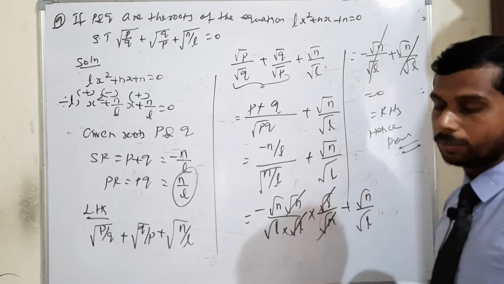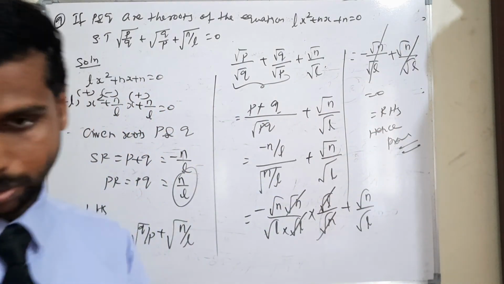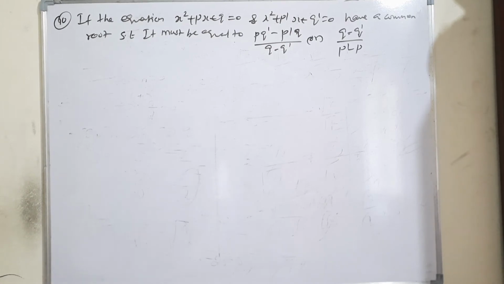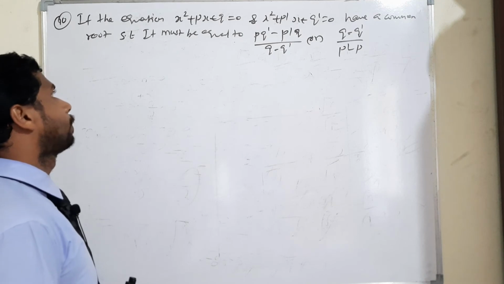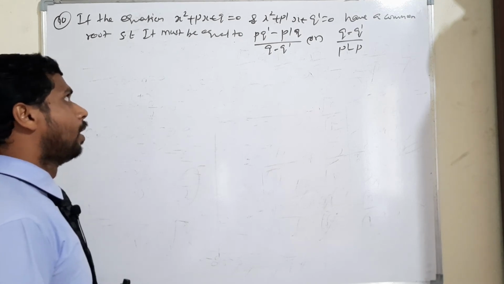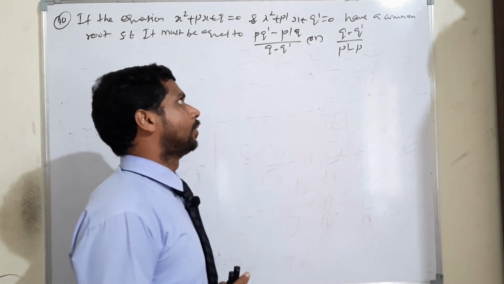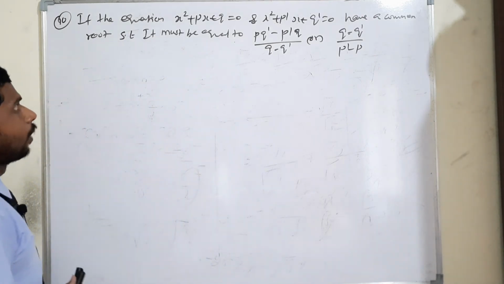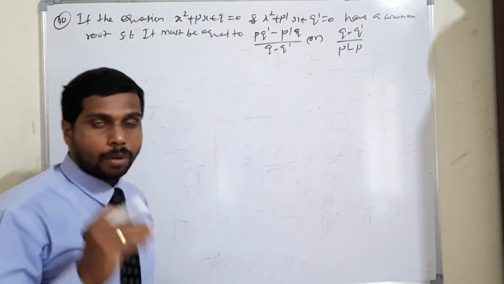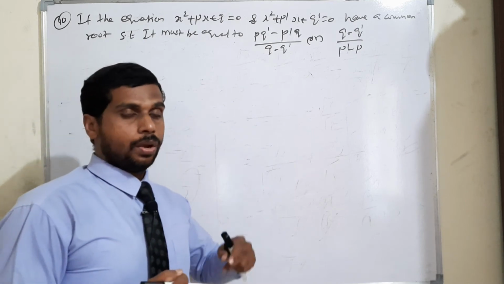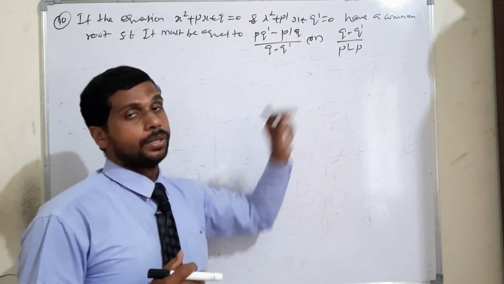Okay, one of the important 3 mark questions. Okay, I will continue with the next exercise question. So, one of the important 5 mark questions. Okay, question number 10. If the equations x square plus px plus q is equal to 0 and x square plus p dash x plus q dash is equal to 0 have a common root, you have to show that. Okay, show that means take the common root, and whatever answer you get for the first, the same answer will be repeating, it will be equal.